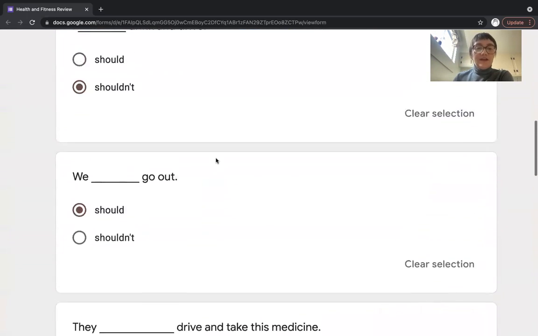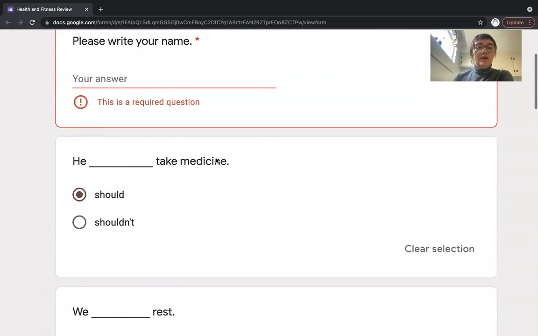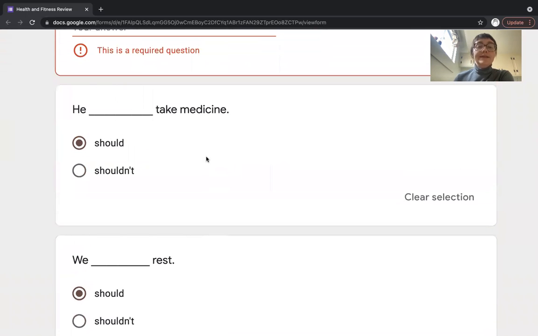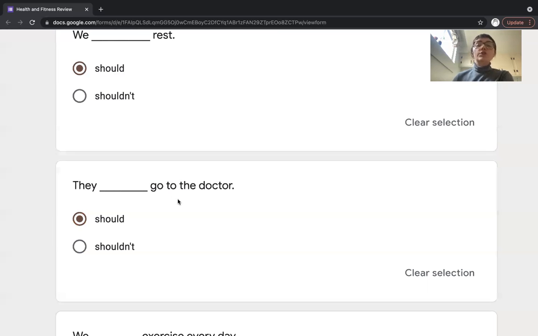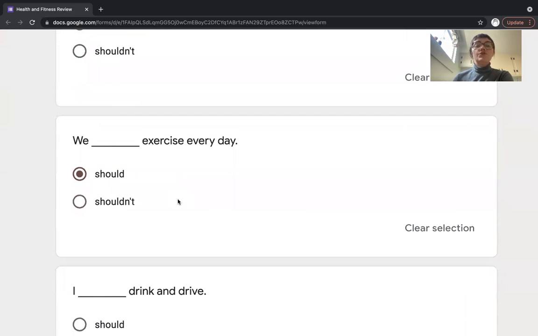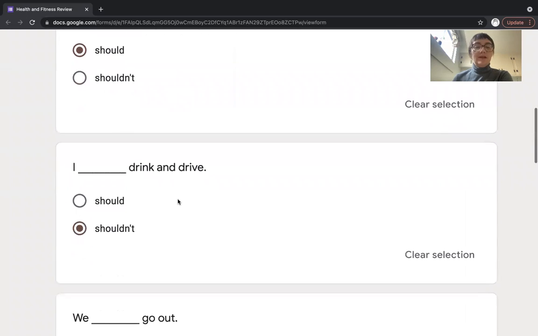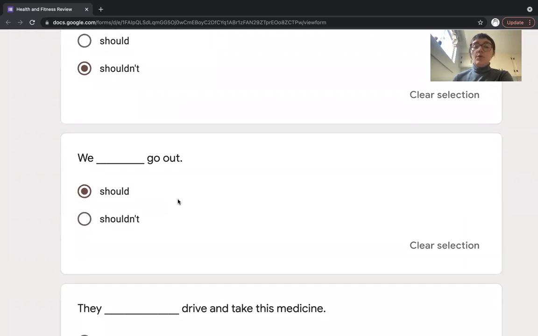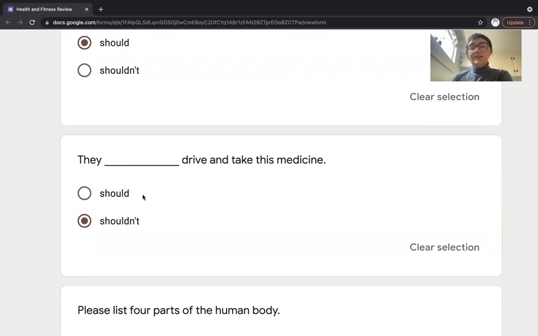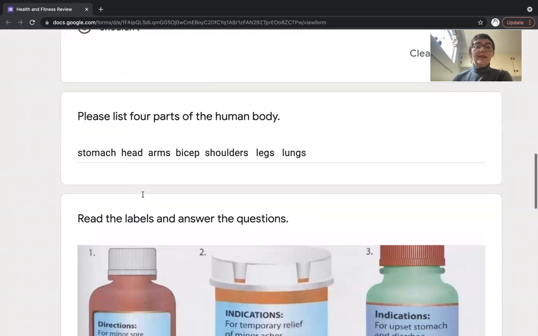I'll go over the answers again. So we have he should take medicine. We should rest. They should go to the doctor. We should exercise every day. I shouldn't drink and drive. We should go out. They shouldn't drive and take this medicine. And then please list 4 parts of the human body: stomach, head, arms, biceps, shoulders, legs, lungs, feet, hands.